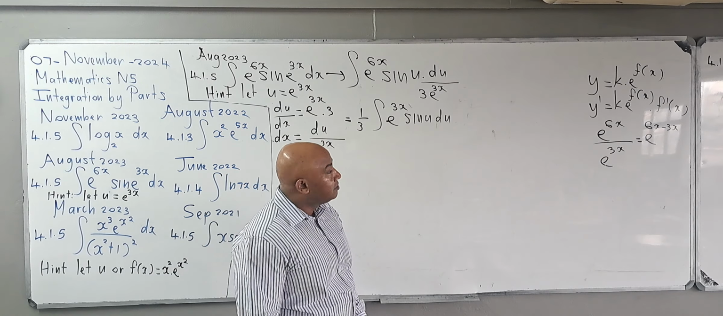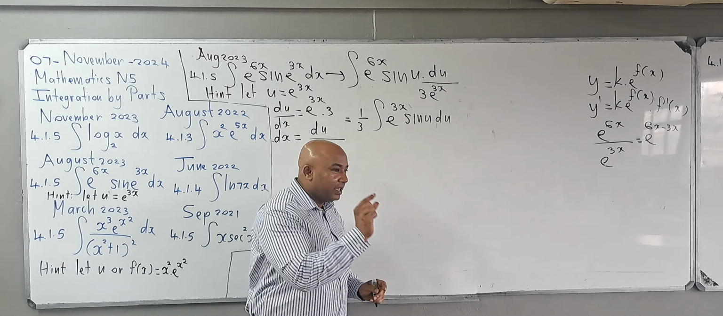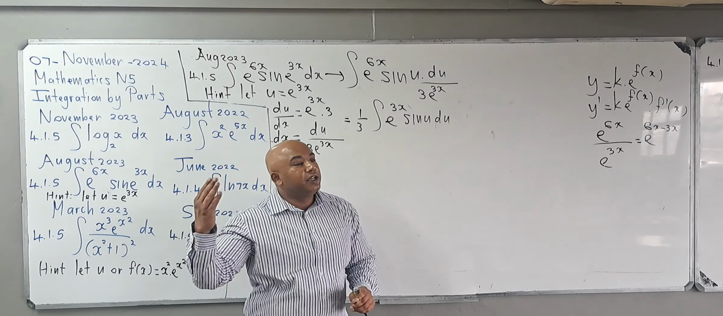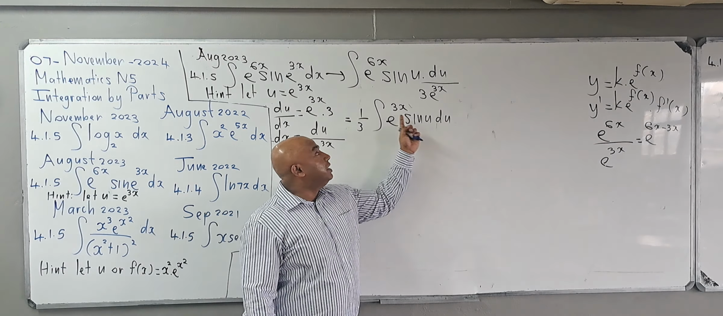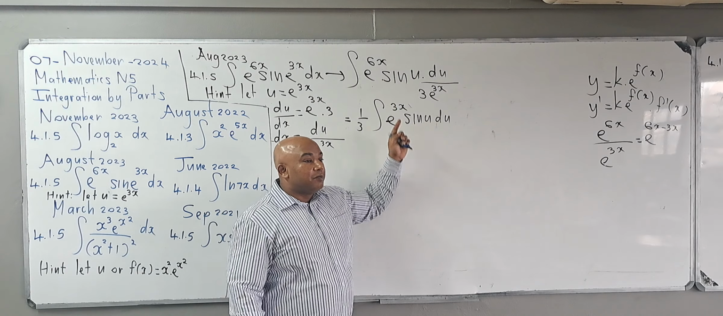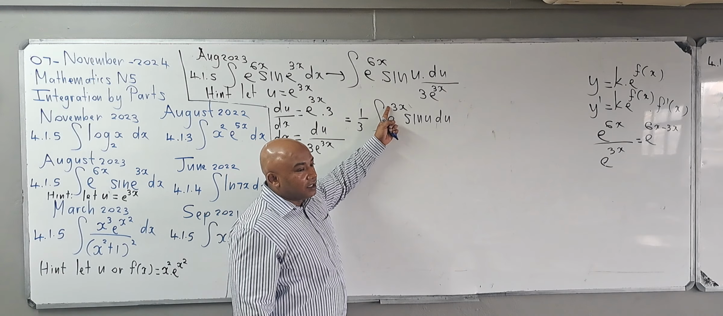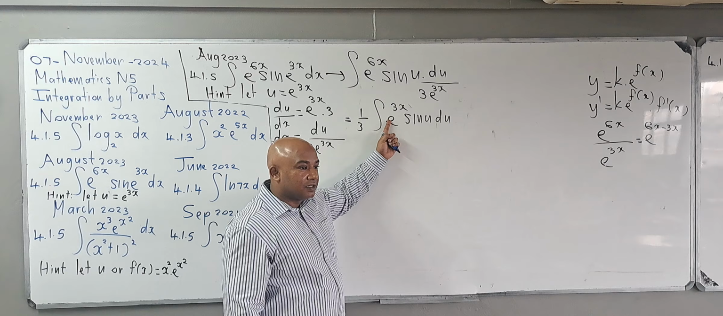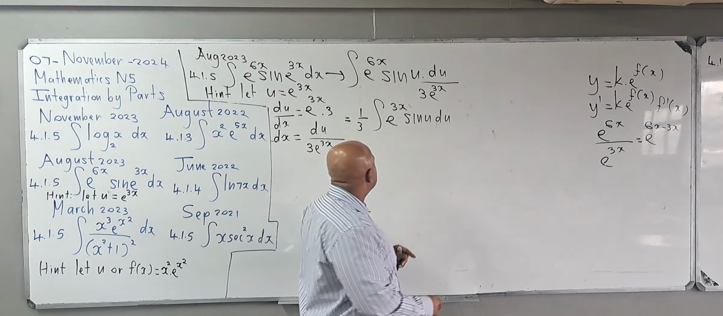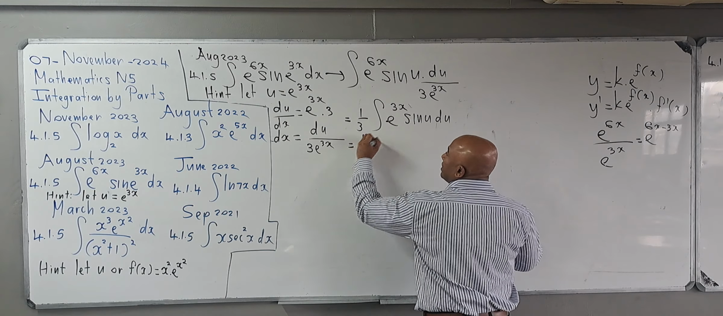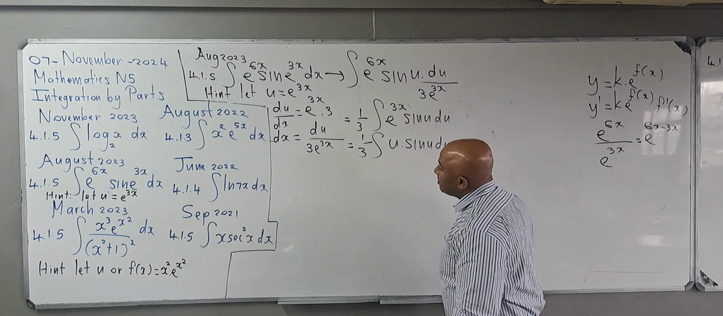Right, you're clear then? However, now, whenever we transform a problem from the variable x to the variable u or any other variable, like in this case, we are integrating with respect to u. That means anything with respect to x must be transformed in terms of u. We cannot have e to the power 3x. Can we replace this? Yes, because e to the power 3x is actually u. So now, this is equal to 1 over 3, and that's u times sine u du.